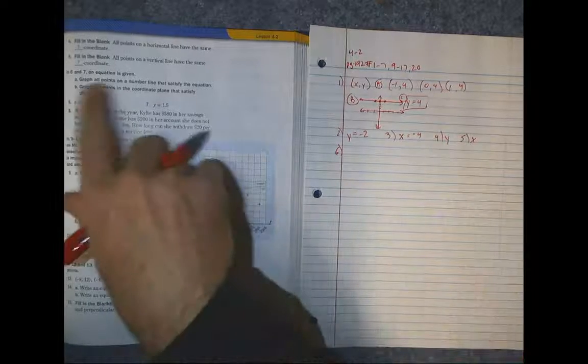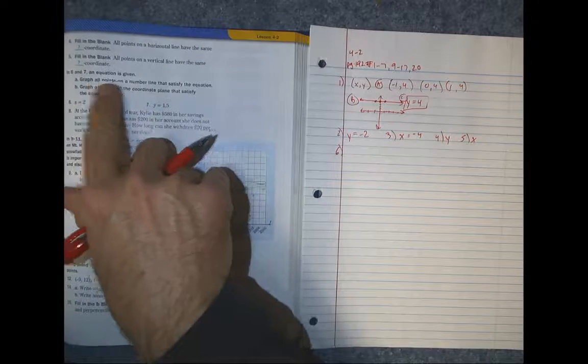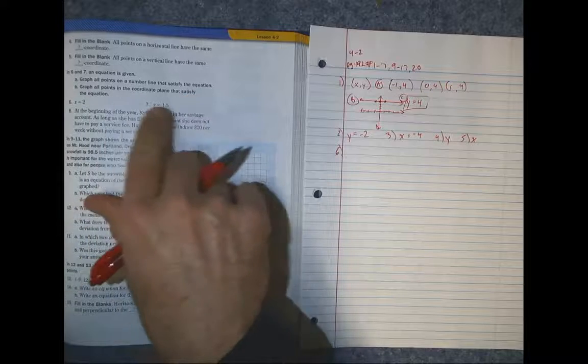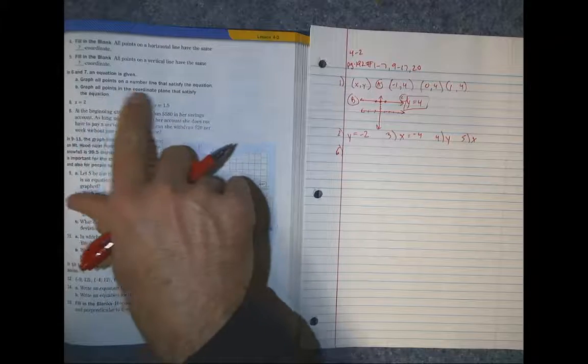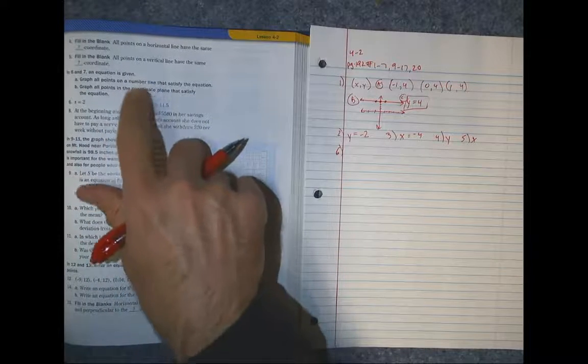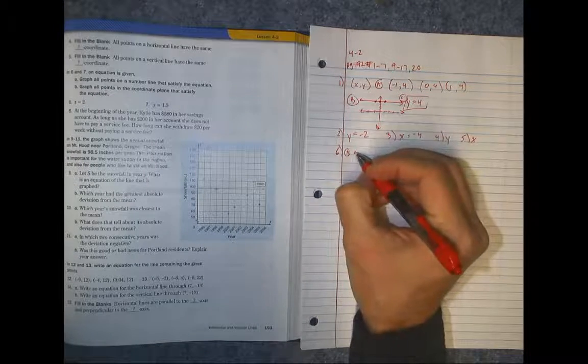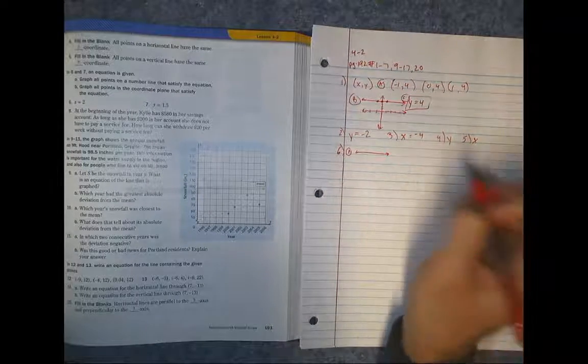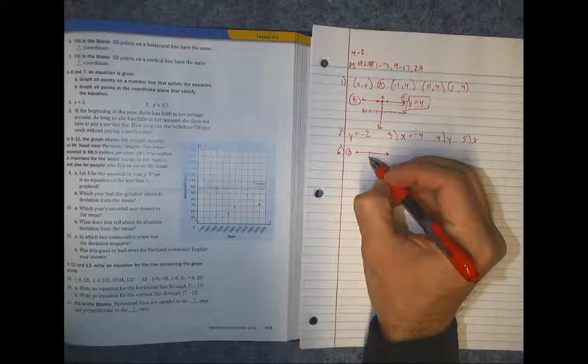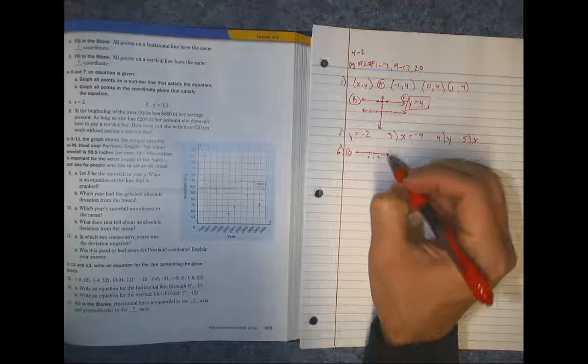Okay, number 6. 6 and 7, we're going to graph the points on a number line that satisfy this equation, and then we're going to graph the points on a coordinate plane. So what's the difference between a number line and a coordinate plane? So we've been using number lines with our inequalities. They just look like this. And so there's 0, 1, 2.